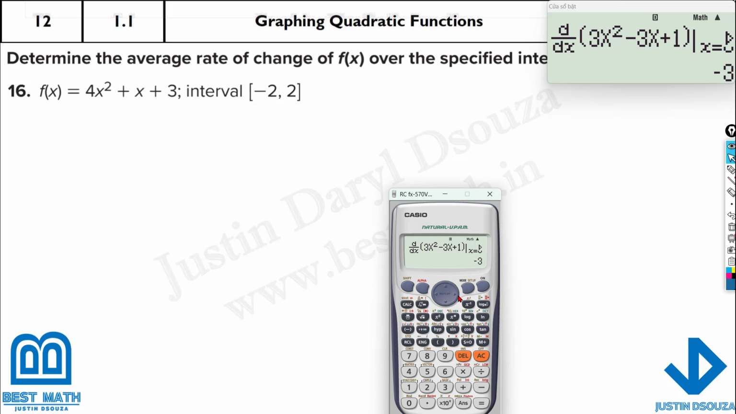Similarly, you can try the other problems by yourselves. I'll quickly do this as well. It's just in the calculator. It's plus x, and lastly we have plus 3. And the answer is 1.